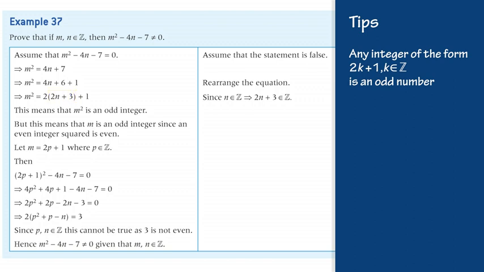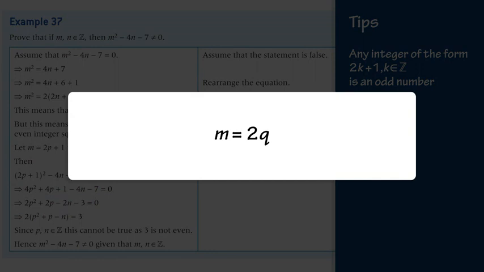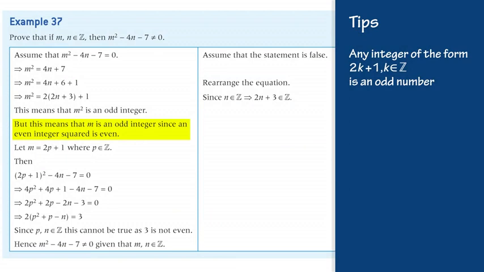is an odd integer. Now, if m is an even integer, it can be written as m equals 2q, where q is an integer, giving m squared equals 4q squared, which is an even integer. This means that m is an odd integer, since an even integer squared is even.